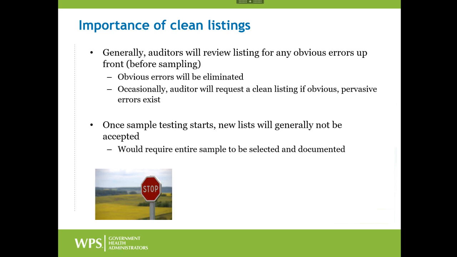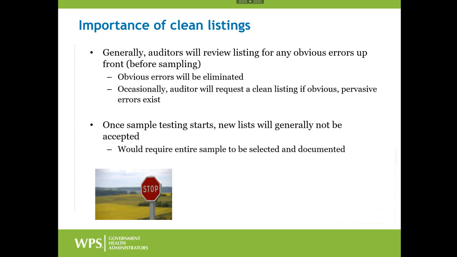So if the auditor is going through that listing and they see write-off dates that are 6 months into the next year, then obviously that's not going to be allowed. So they could bring that to your attention. They can try to get that listing cleaned up before they do the sampling. Now, if they're able to find that there are obvious pervasive errors up front, again, they may request a clean listing to be submitted.